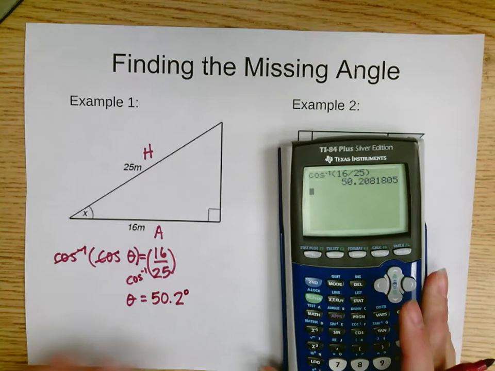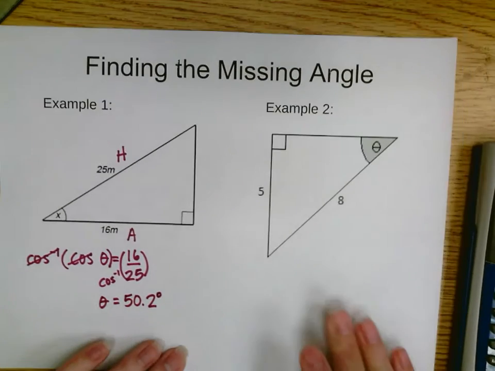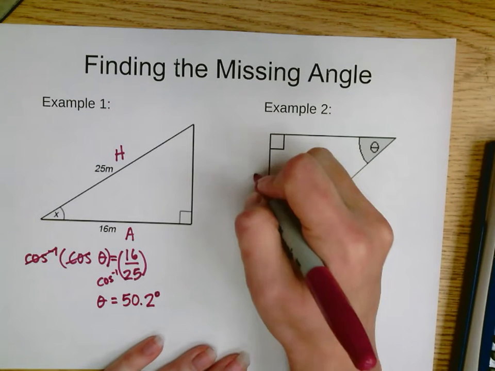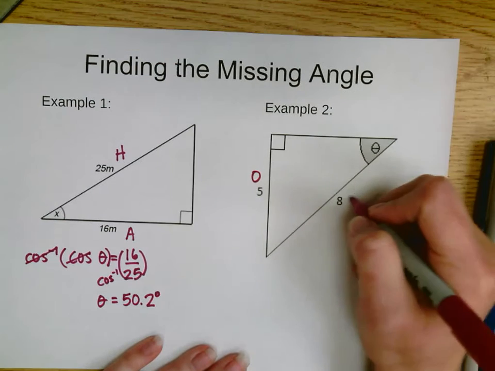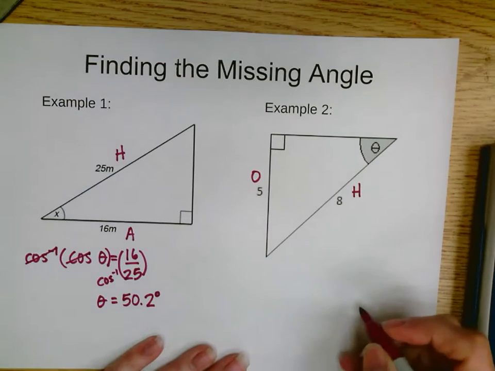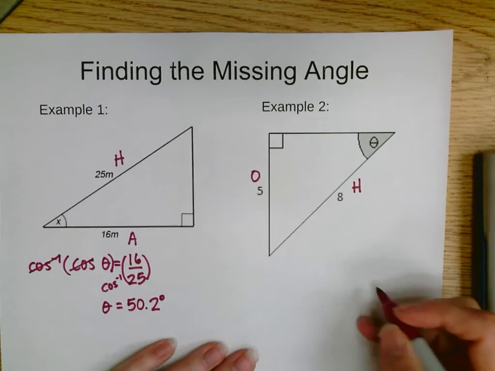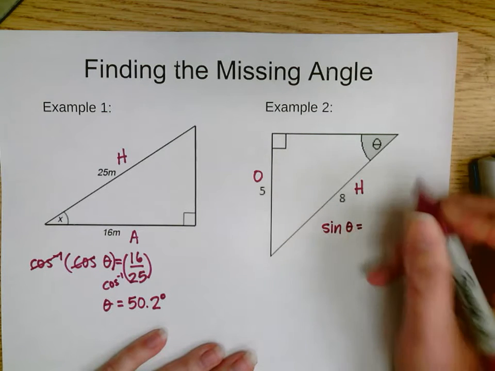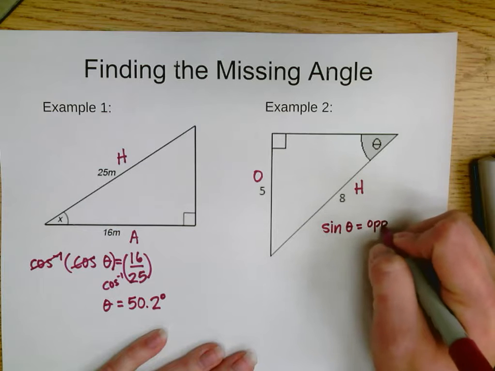Alright, let's look at example 2. So this is all the way across the triangle. This is opposite. This is my hypotenuse. It's right across from the 90-degree angle. So that is going to be sine. Sine of theta equals opposite over hypotenuse.